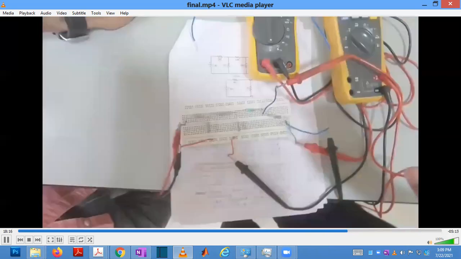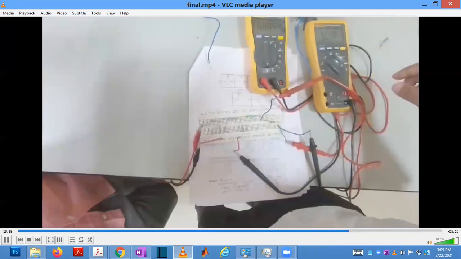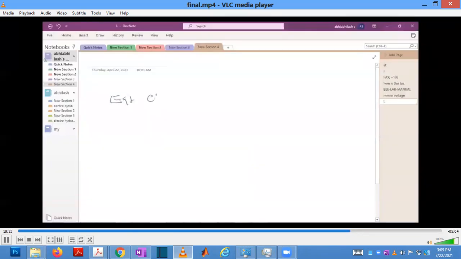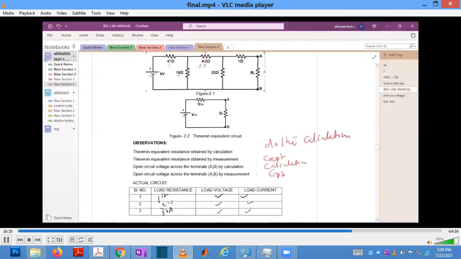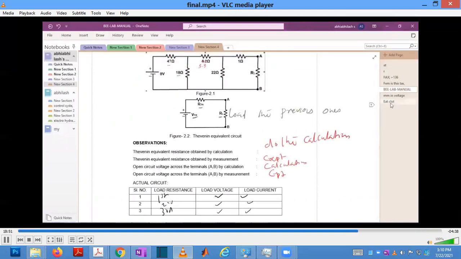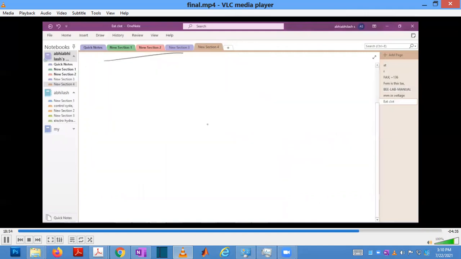Now for these three resistances we have to verify the equivalent circuit. For finding the equivalent circuit, you know that it is VTH in series with RTH. So we have to set the RTH value. The RTH value we calculated is 10.4 and VTH is 1.21 or so. So you have to build the equivalent circuit.